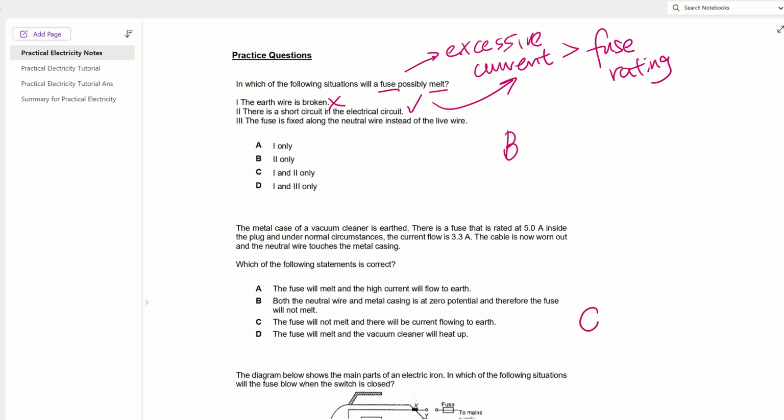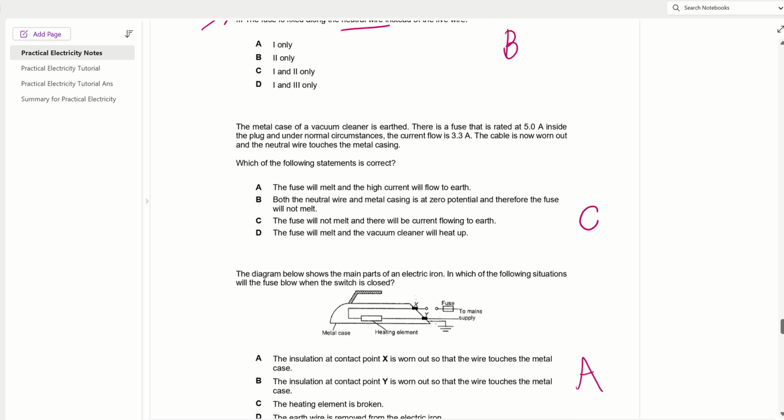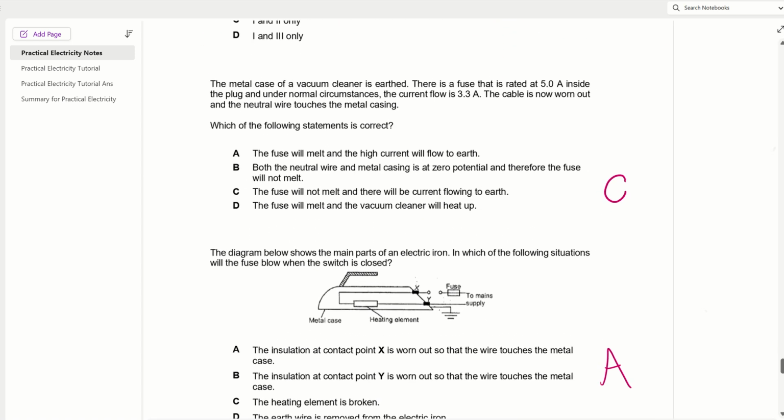Now, the fuse is fixed alongside the neutral wire instead of the live wire. This will not cause the fuse to melt, but if the fuse melts, the appliances will still be connected to the live terminal, which is dangerous, so we don't want that. So it's only the second scenario that will cause excessive current to flow. So the answer is B.